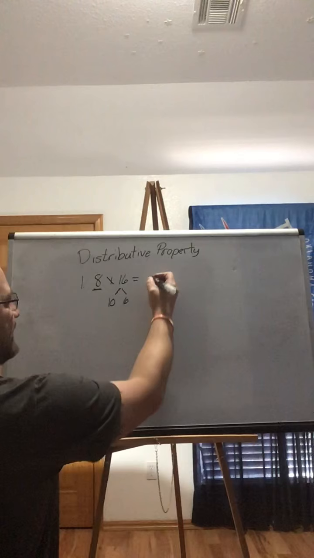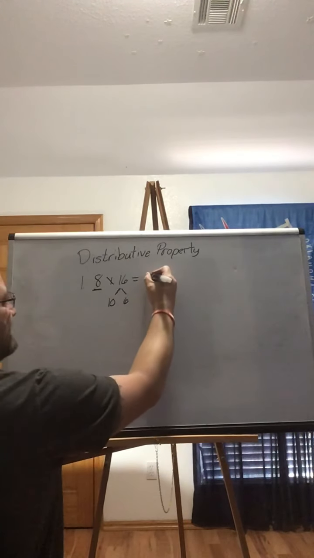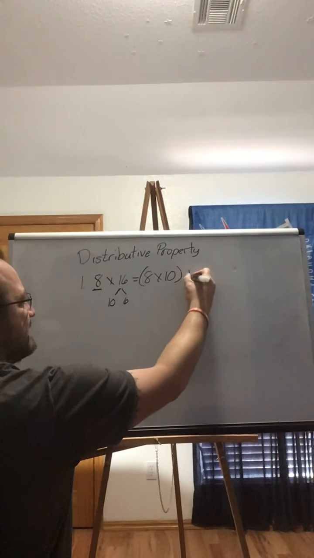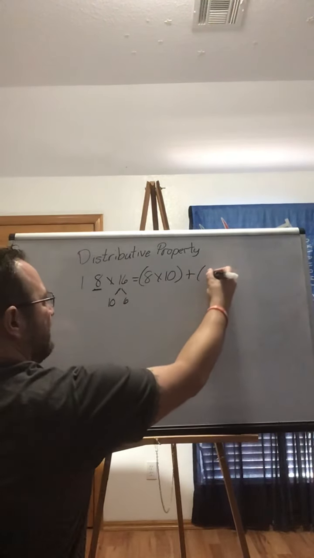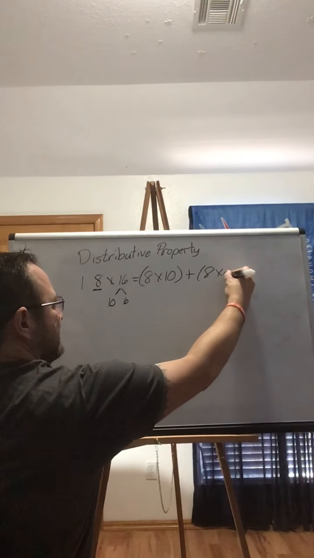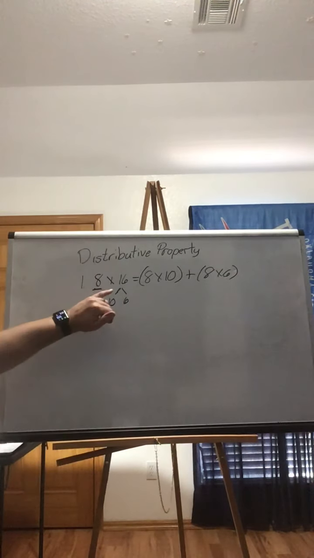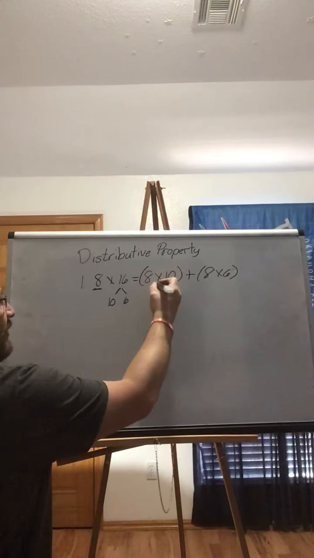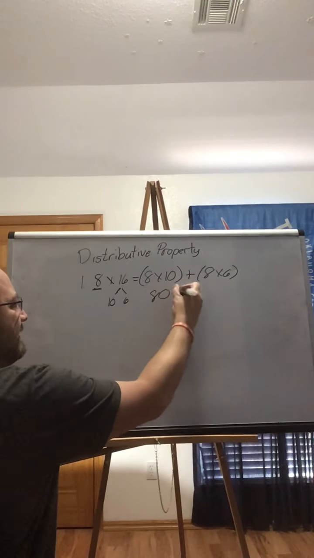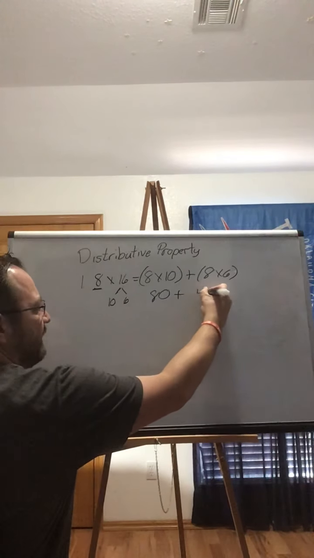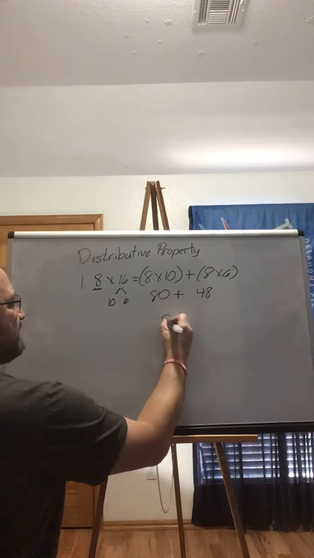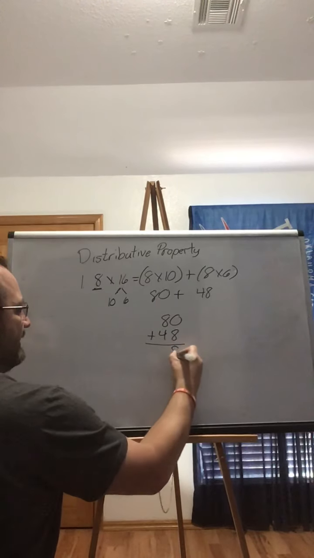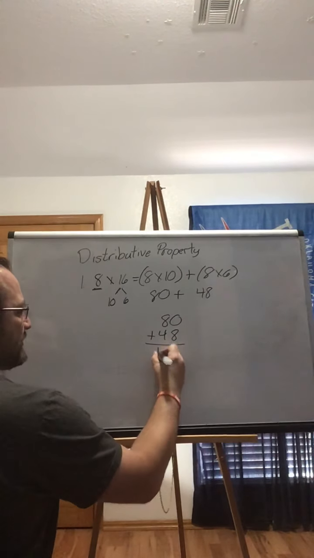So watch this. Instead of 8 times 16, I can say 8 times 10, put that in parentheses, put my plus, and put more parentheses for 8 times 6. So what I'm doing here is taking one big problem and separating it into 2 easier problems. Then all I have to do is 8 times 10 is 80, plus 8 times 6 is 48. Then I put 80 over 48 with my plus sign, and add them up.